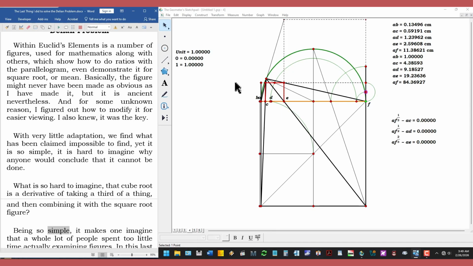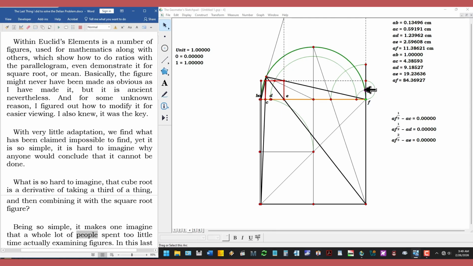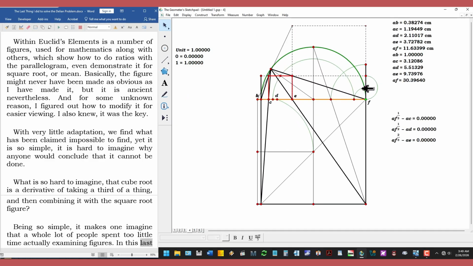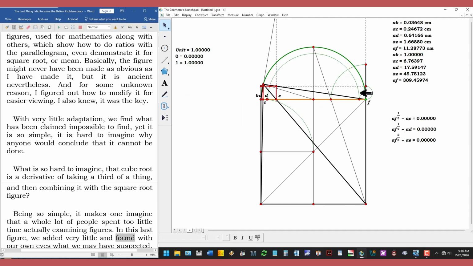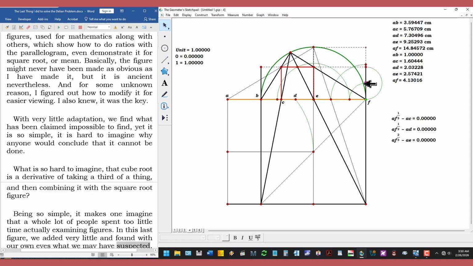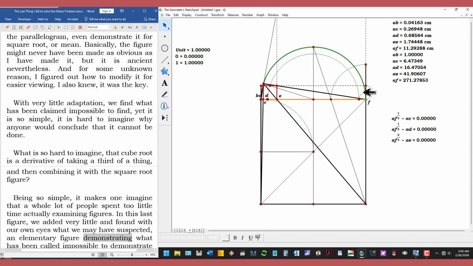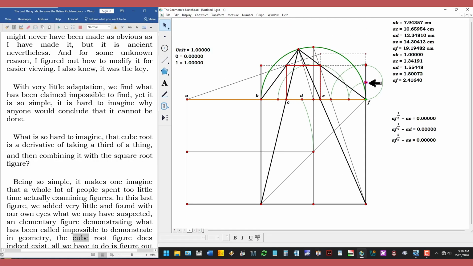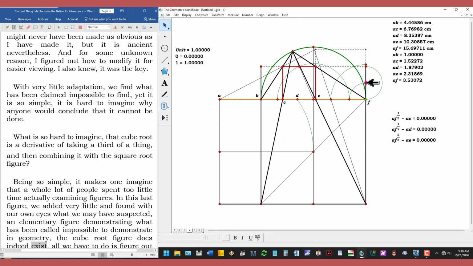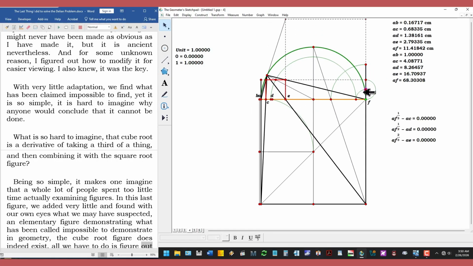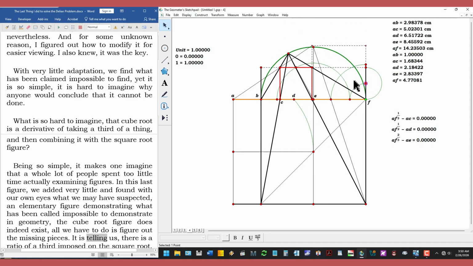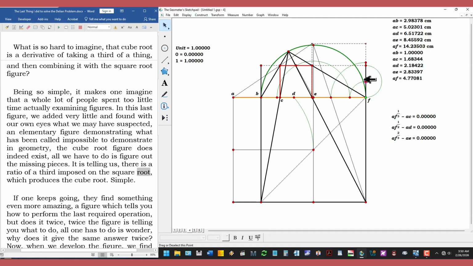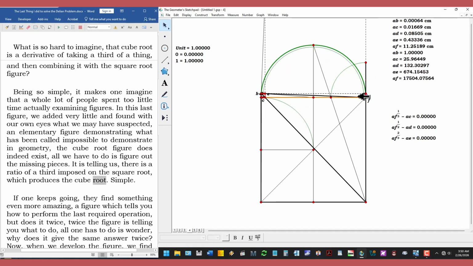Being so simple, it makes one imagine that a whole lot of people spent too little time actually examining figures. In this last figure, we added very little and found with our own eyes what we may have suspected, an elementary figure demonstrating what has been called impossible to demonstrate in geometry. The cube root figure does indeed exist, all we have to do is figure out the missing pieces. It is telling us, there is a ratio of a third imposed on the square root, which produces the cube root. Simple.